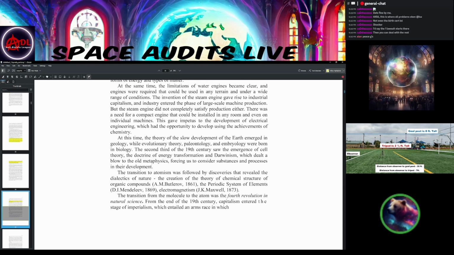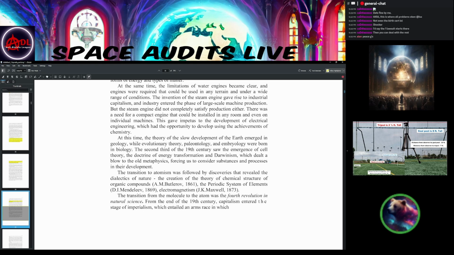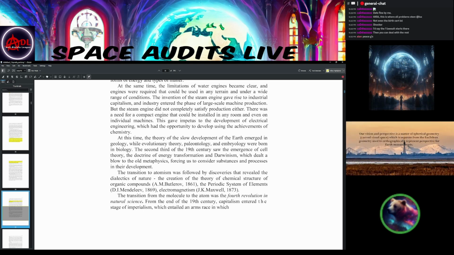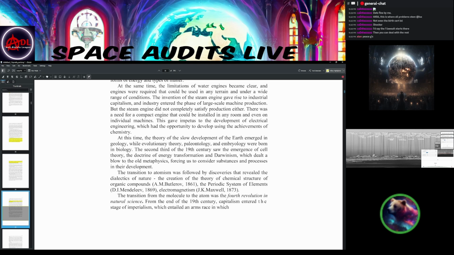At this time, the theory of the slow development of Earth emerged in geology, while theory, paleontology, and embryology were born in biology. In the second third of the 19th century, they saw an emergence of the cell theory and the doctrine of energy transformation and Darwinism, which dealt a blow to the old metaphysics, forcing us to consider substances and processing in their development.